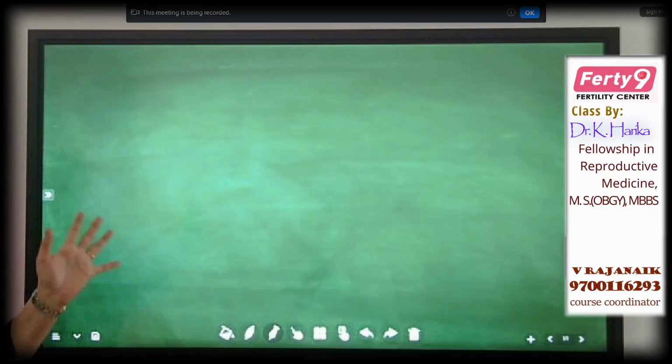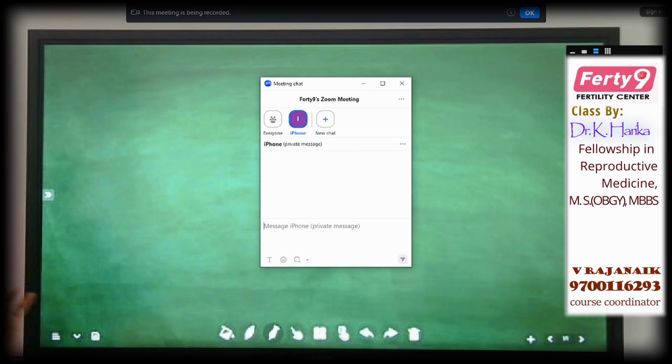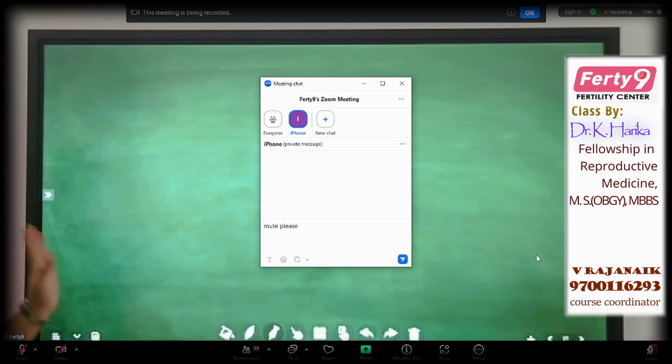So this is regarding the semen analysis. You go and read about semen analysis, the WHO fifth edition and WHO sixth edition. See what the differences are. These are the parameters we concentrate on while giving the semen analysis report.